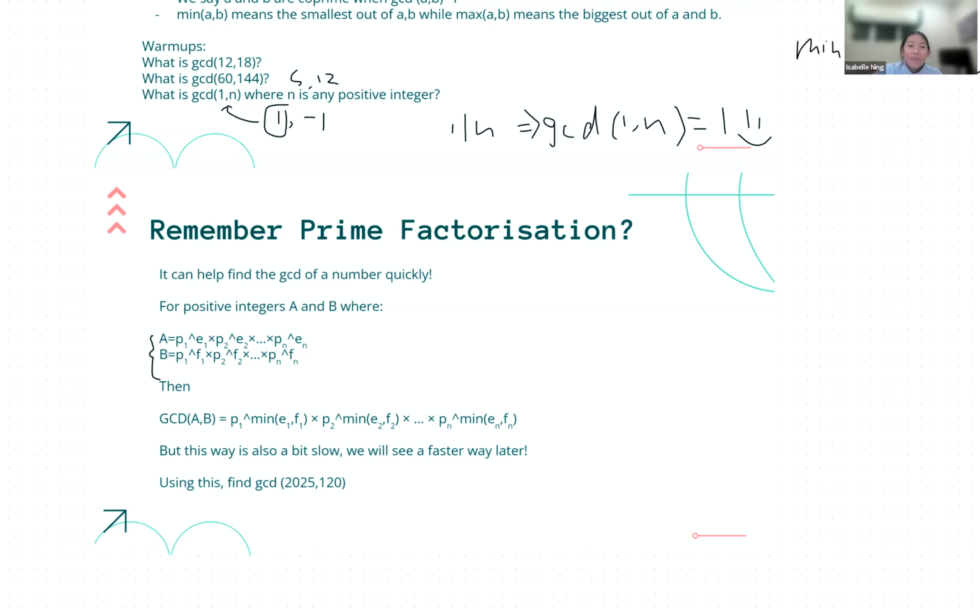This might be a bit confusing at first, but we can go through the example with 60 and 144. Does anyone want to tell me the prime factorization of 60? Actually, I'll give you guys 2 minutes to find the prime factorization of both these numbers.